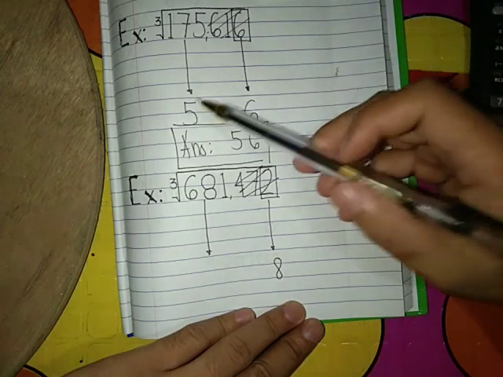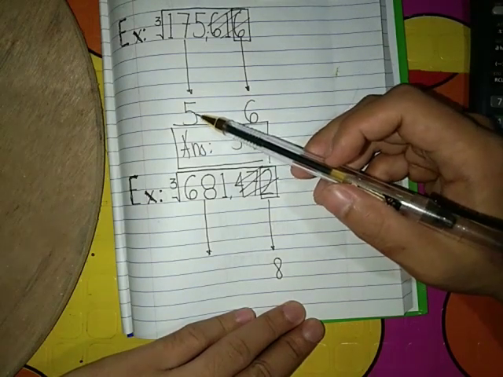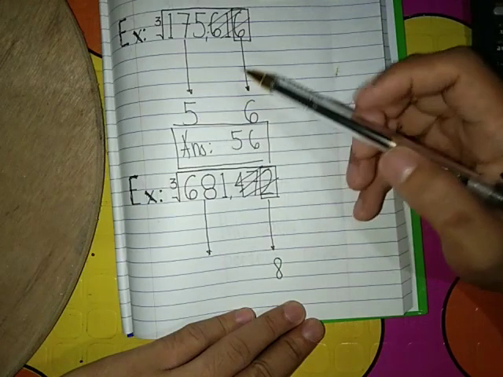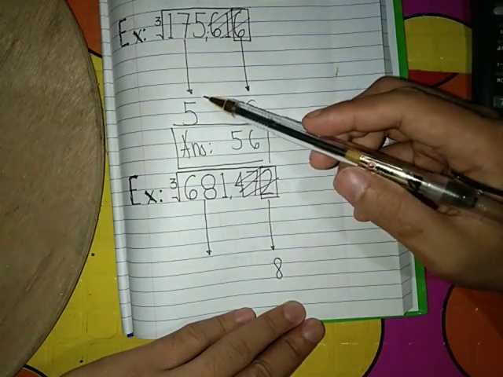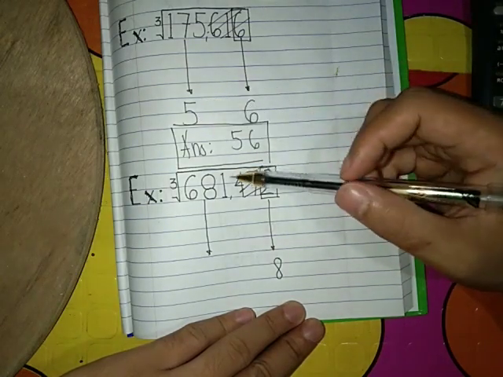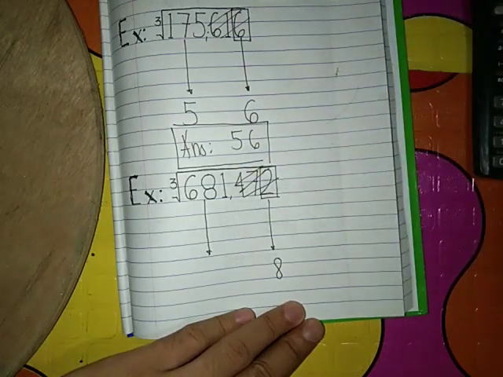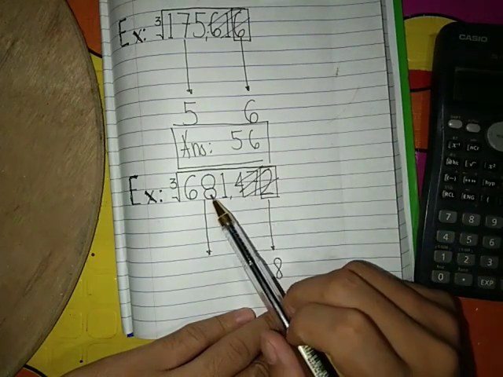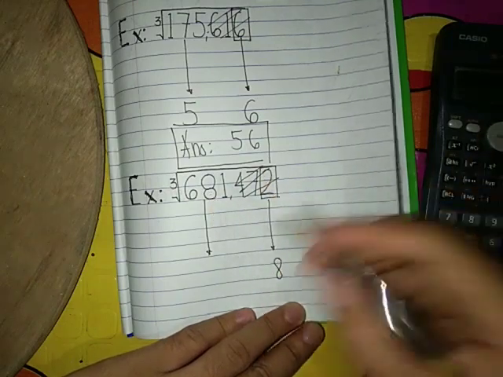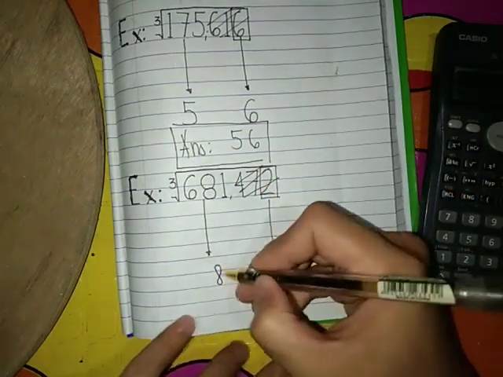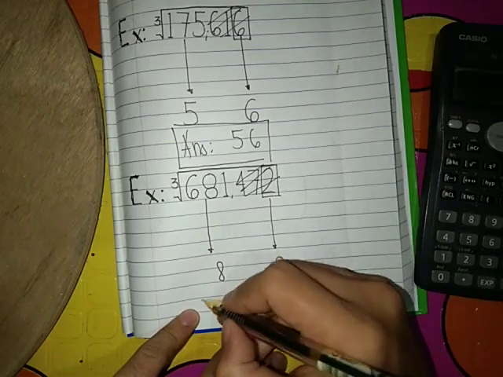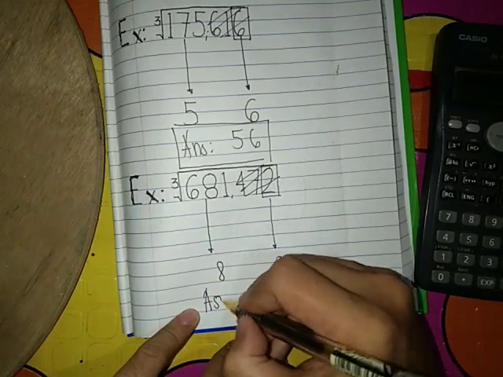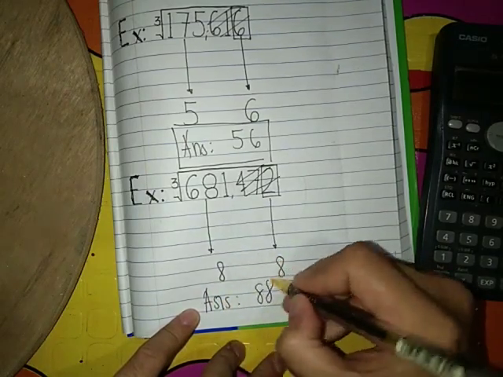When we cube 5, the answer is 125. When we cube 6, the answer is 216. When we cube 8, the answer is how much? 512. So this is the closest number, 8. Answer: 88.